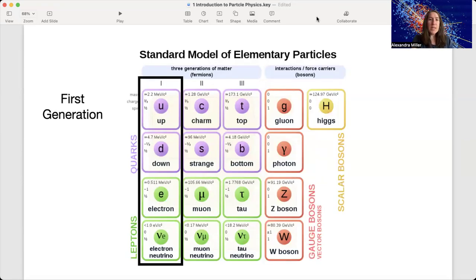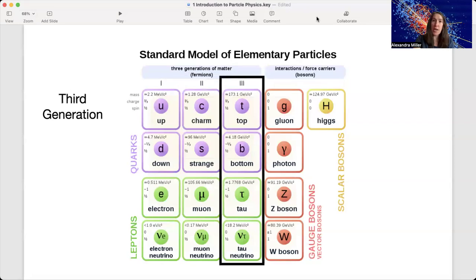All right, so what's another way we can categorize our particles? If we go back to this chart from before, you'll notice these Roman numerals 1, 2, and 3 at the top. That's listing generations. And so this first column here is said to be the particles in the first generation. So we have first generation quarks and first generation leptons. And then we have our second generation and our third generation.